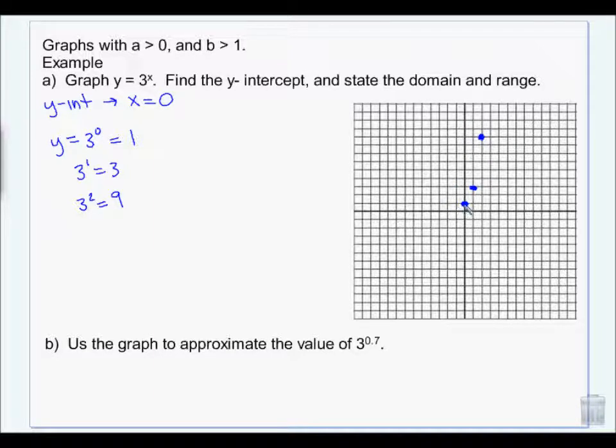Now this graph is a curve. And it curves down and eventually does this. All right. My domain, I can put in any x, right? I can put in any positive or negative number for x, and it will work.